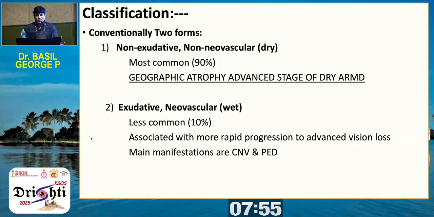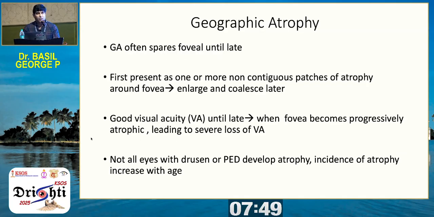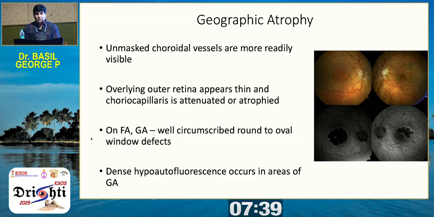So as you know, in AMD, geographic atrophy is the most advanced stage of dry AMD, and it often spares the fovea until the last stage. So the visual acuity is relatively good, but when the fovea becomes progressively atrophic, it leads to severe vision loss. So what happens is you see unmasked choroidal vessels which are more readily visible. The overlying outer retina appears thin, and the choriocapillaris is attenuated and atrophied.